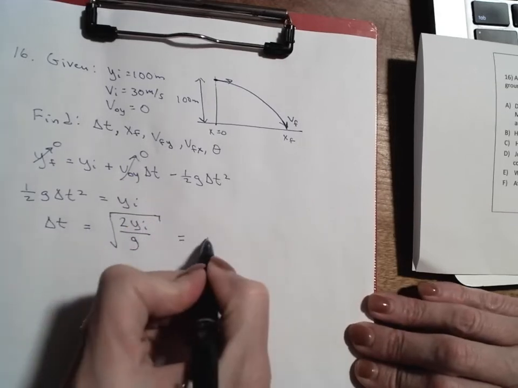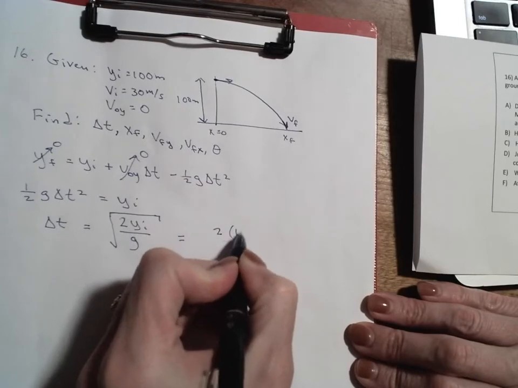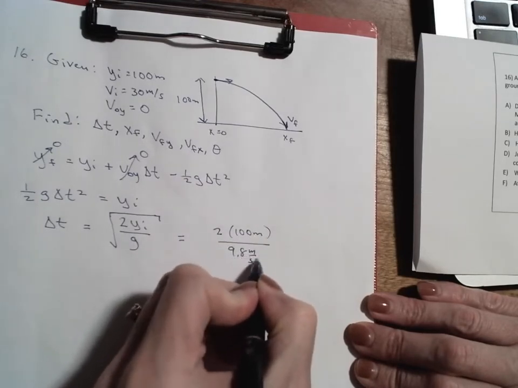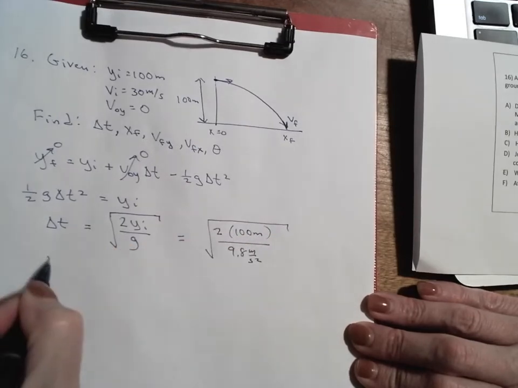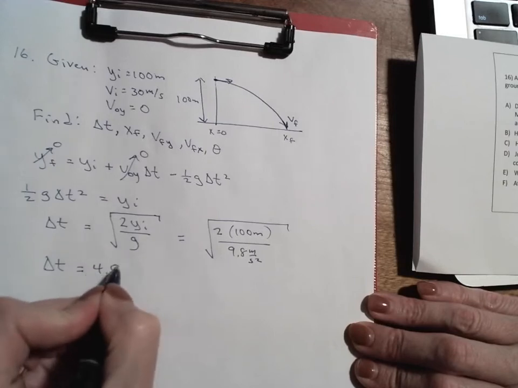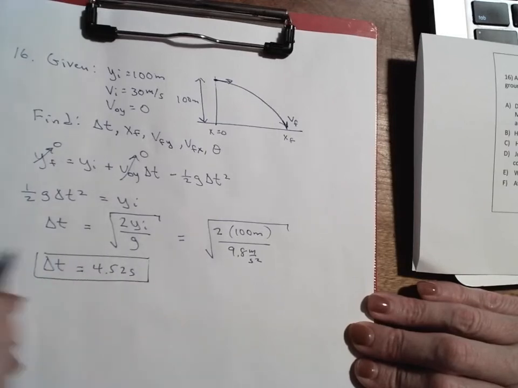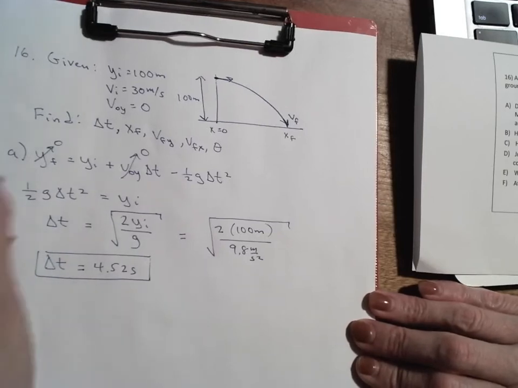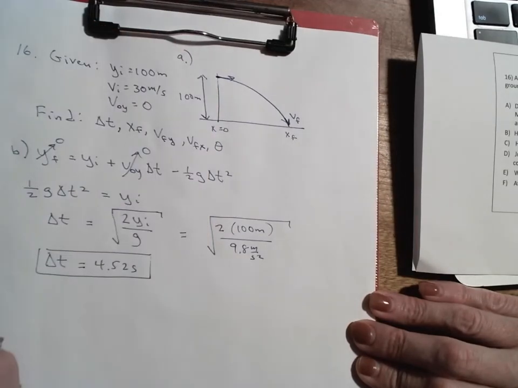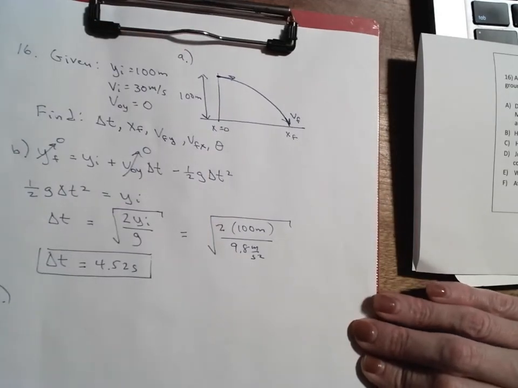And so when I plug numbers in, I'm going to have 2 times 100 meters over 9.8 meters per second squared, square root. So delta t is equal to 4.52 seconds. And so that's B. So writing out my givens and finds and making the picture, that's all A. So C is how far from the base of the cliff does the projectile land?